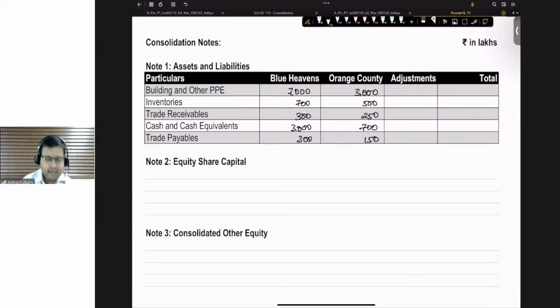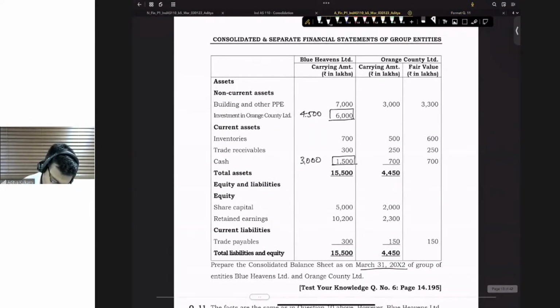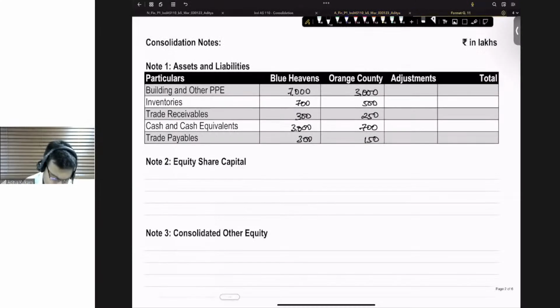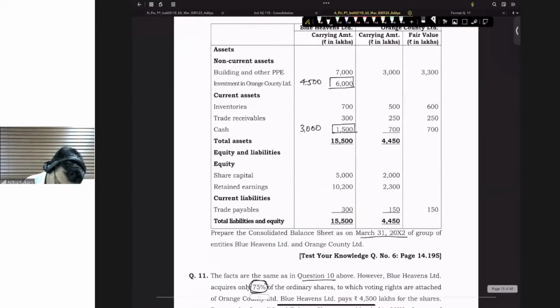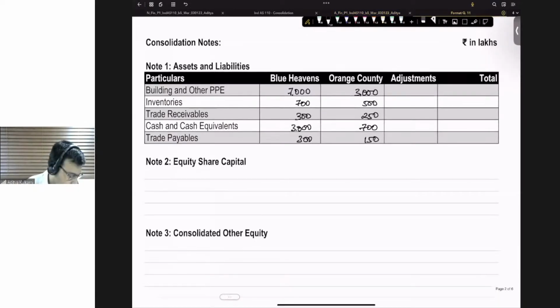Okay. The next note that you will immediately draw is note number 2, equity share capital. Here it will always be that of the parent. So the parent's equity capital is worth rupees 5,000. They've not given the denomination. We can assume it to be rupees 2. So this is 5,000 lakhs. So it will be 500 lakh shares.